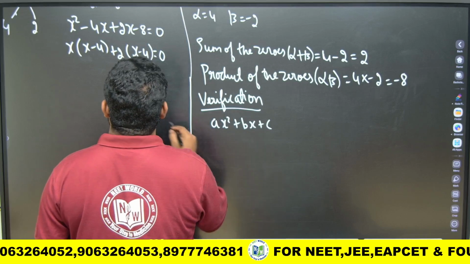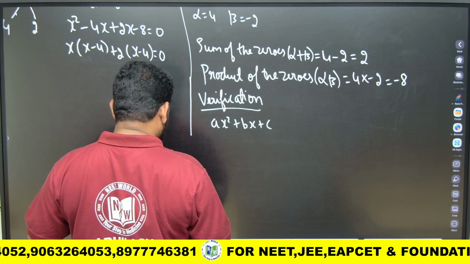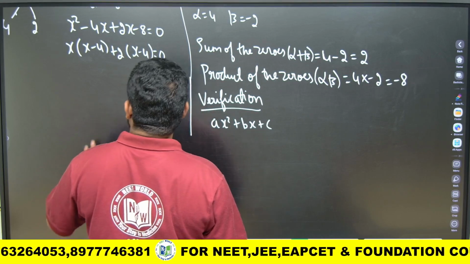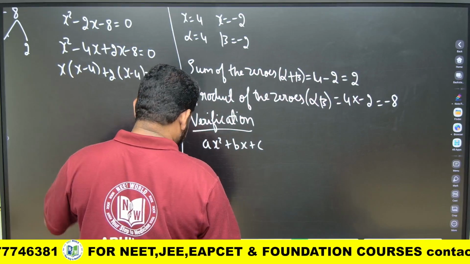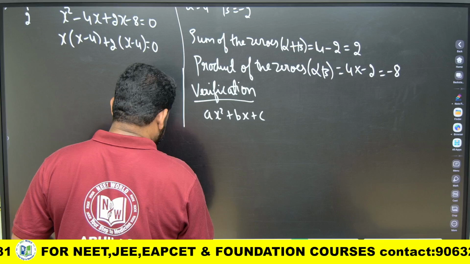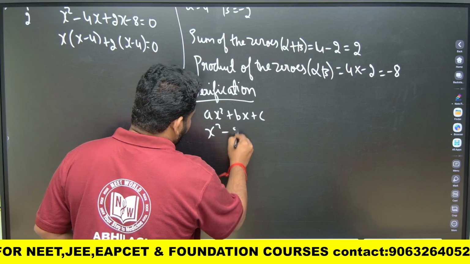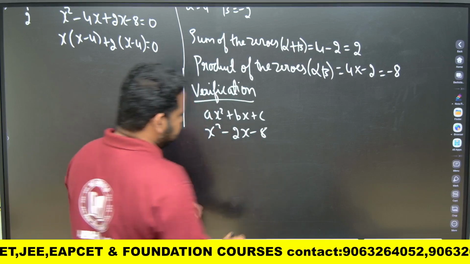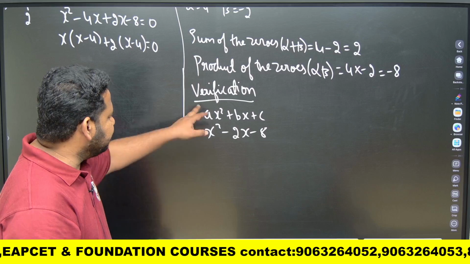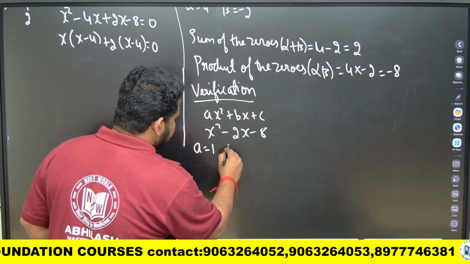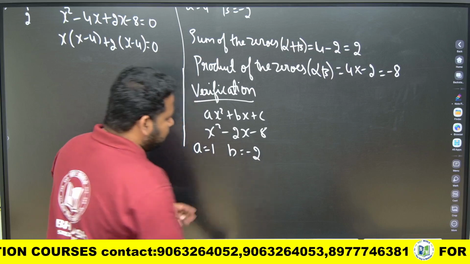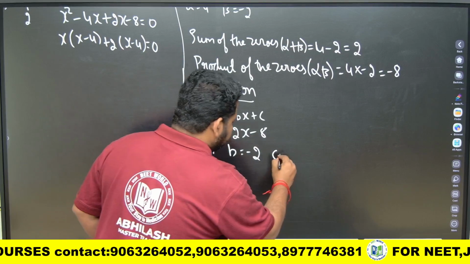What is the question that they have given us? It is x square minus 2x minus 8 is what is given. Okay, if you compare this, what is the value of a here, friends? A is equal to 1. What is the value of b? B is equal to minus 2. What is the value of c? C is equal to minus 8.